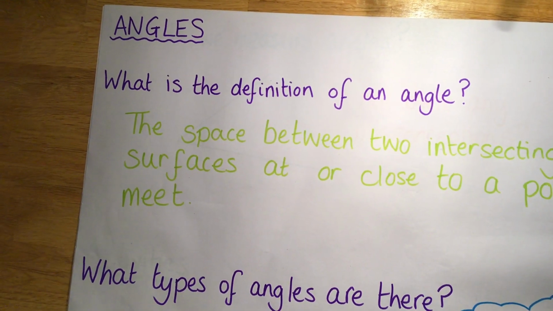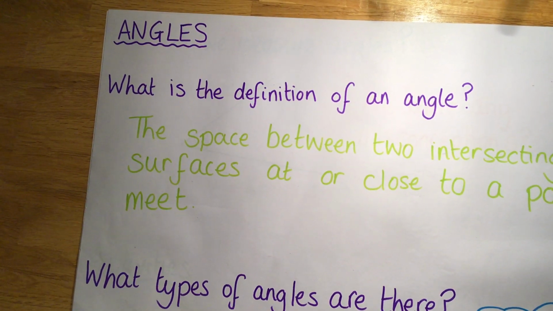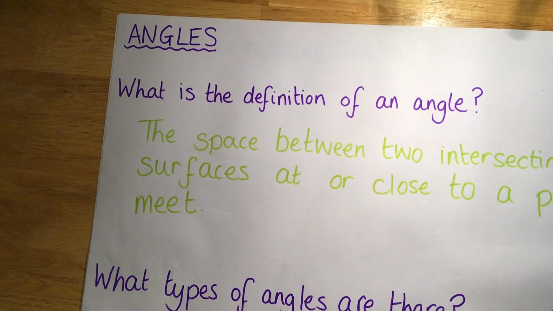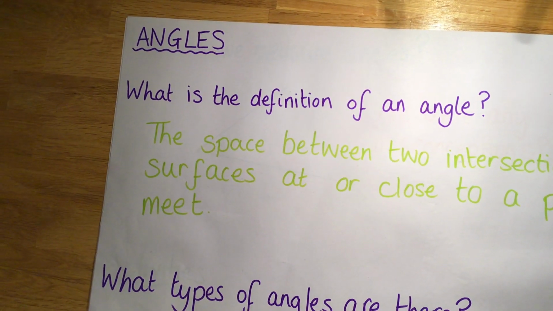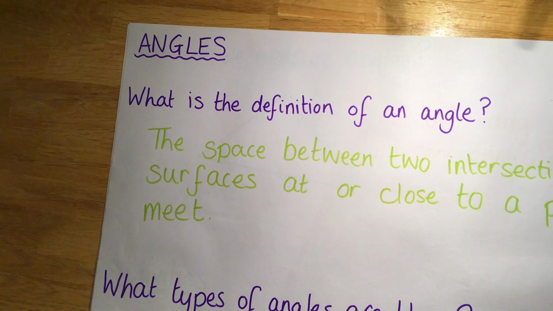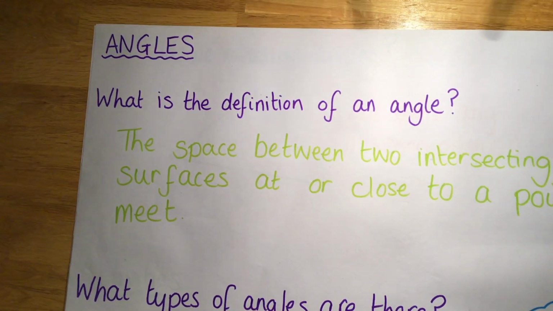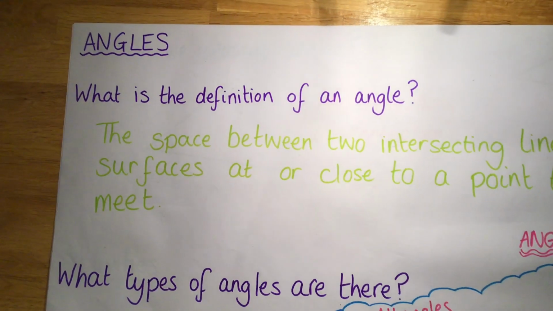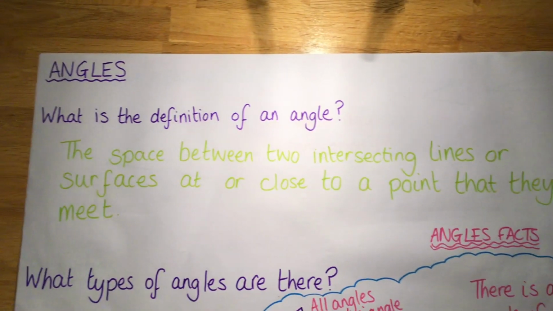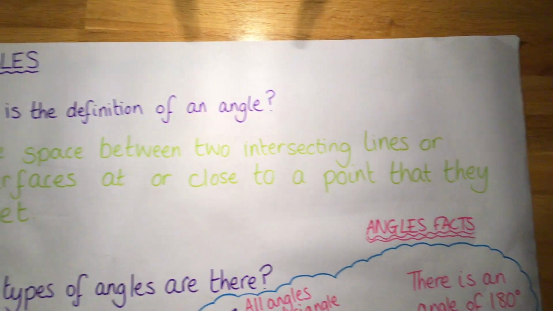Okay, so today what we've chosen to do is some subject knowledge about angles. So what is the definition of an angle? The definition of an angle is the space between two intersecting lines or surfaces at or close to a point that they meet. Okay, so what type of terminology are we going to be using with the children?